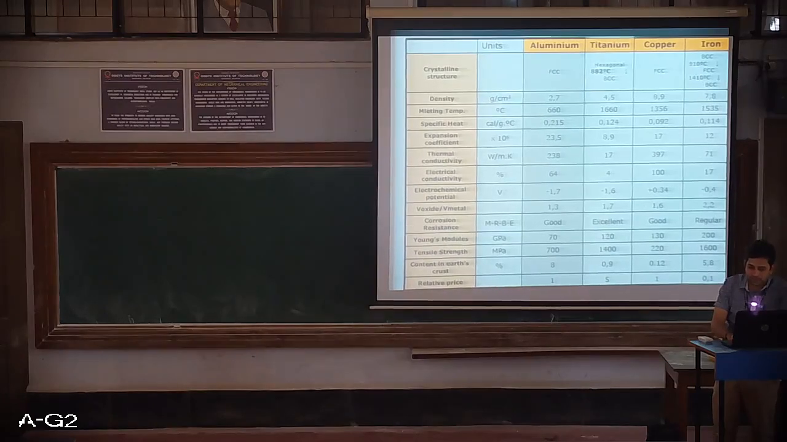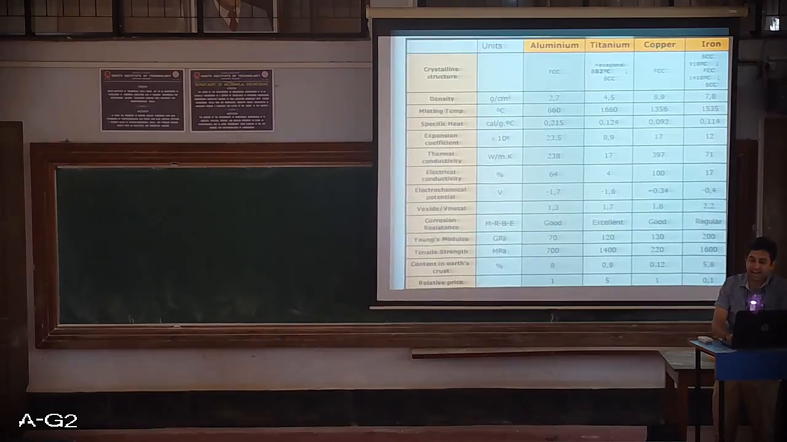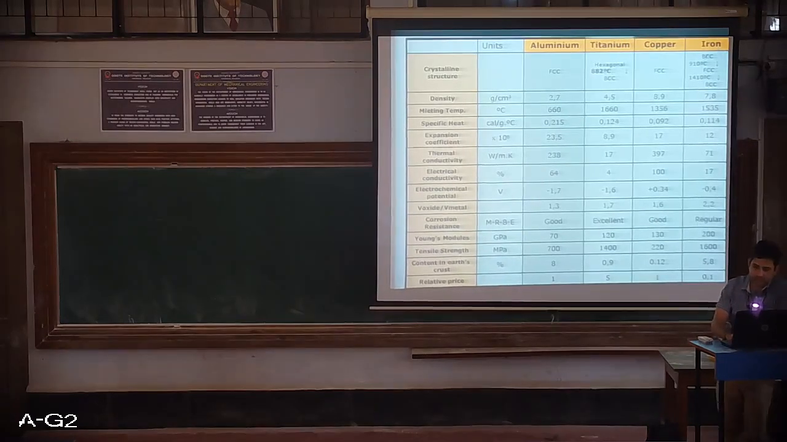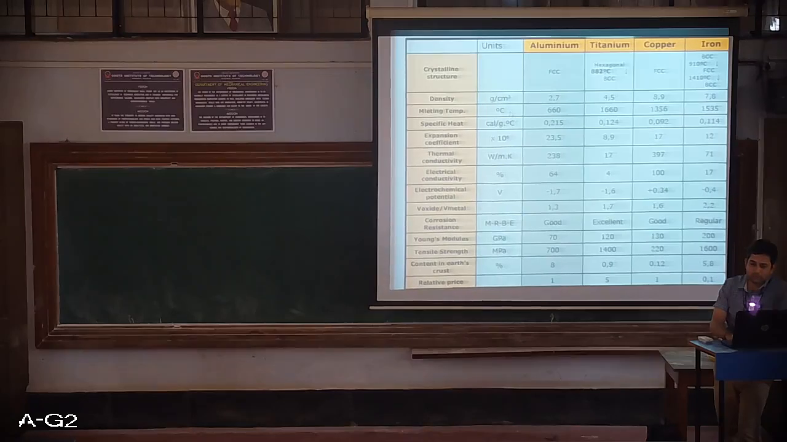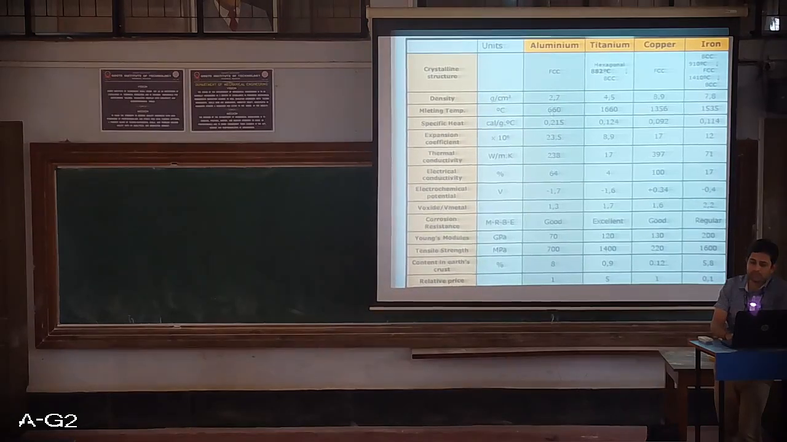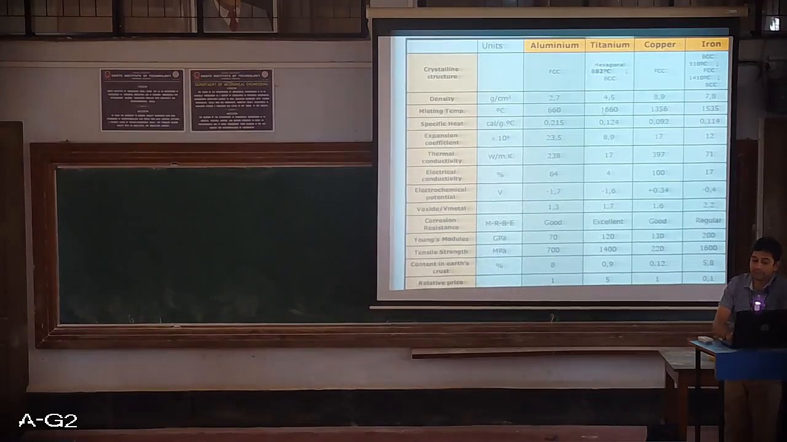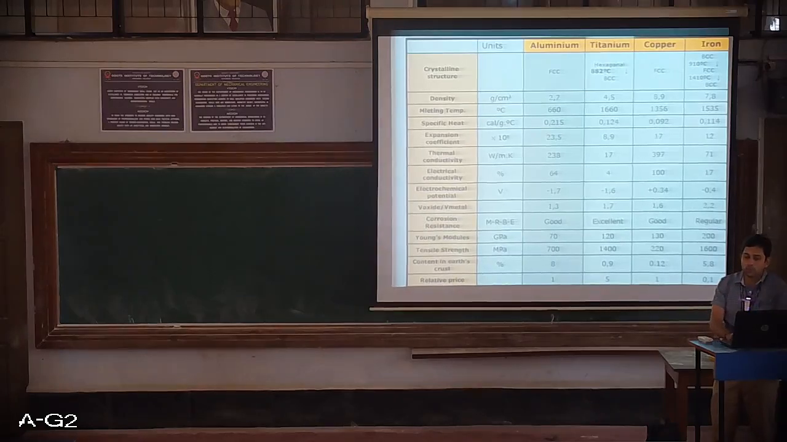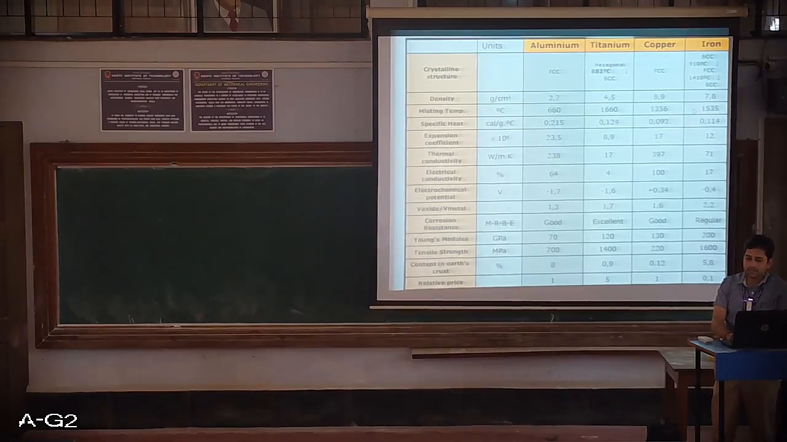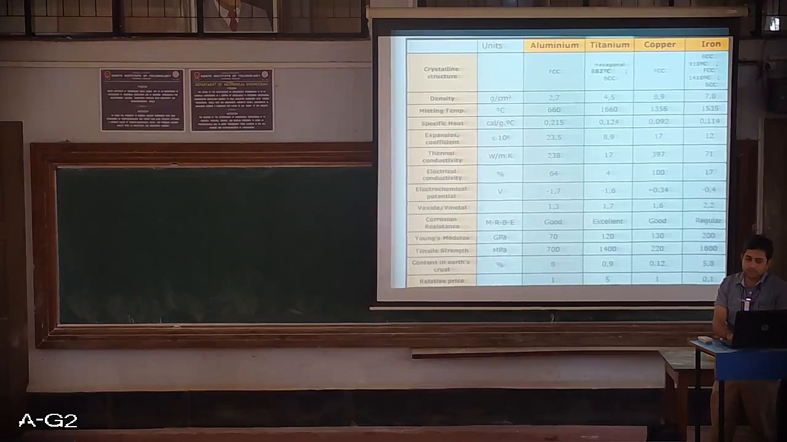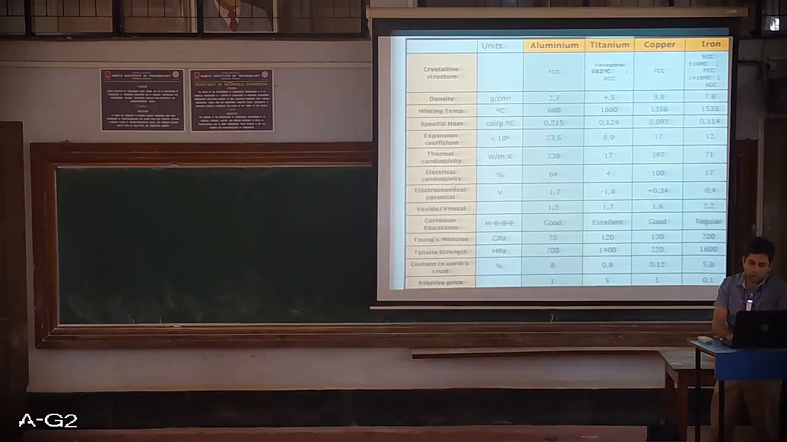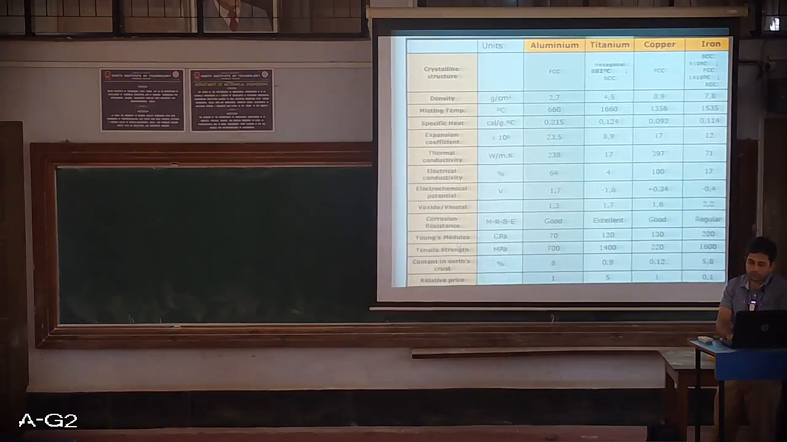So basically we are trying to compare these non-ferrous metals, that is aluminum, copper, titanium, with iron, which is a ferrous metal. The melting point of the different metals: aluminum it is 660 degrees Celsius, titanium it is very high, 1660 degrees Celsius, copper 1356, and iron it is 1535 degrees Celsius. Specific heat and other properties of the metals are mentioned.